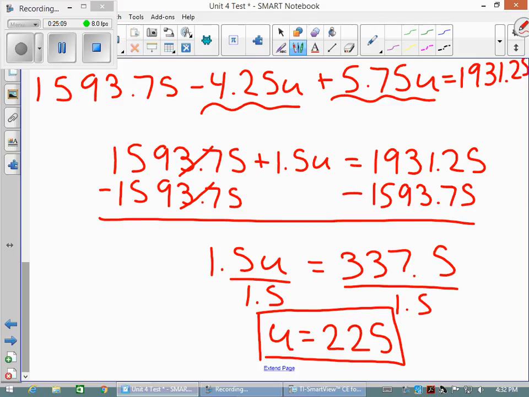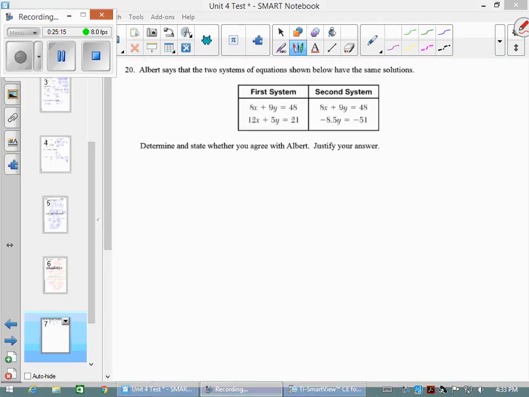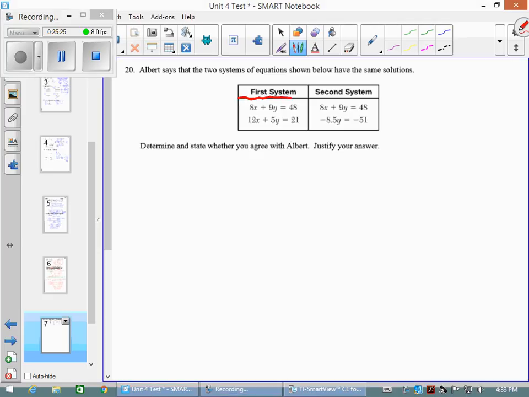Number 20 has Albert saying that two systems of equations shown have the same solutions. So our first system is here. We have two equations, and then we have another system here. And Albert's saying that these two have the same exact solution, so the same exact x, y coordinate. We want to determine and state whether you agree with Albert, and then justify. Remember, justify, when we see that, we need to show just the math.